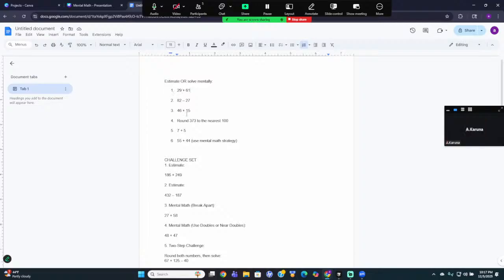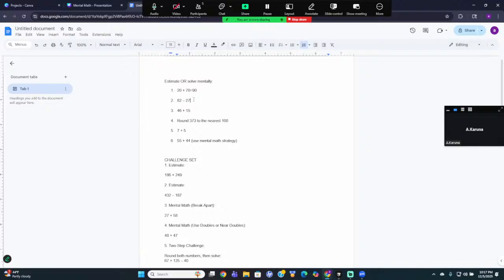The first one answer is 90. Yeah, that's right. So we take this 9, add it to 61, this becomes 70. And since we're subtracting 9 from 20, this equals 90. That's correct.